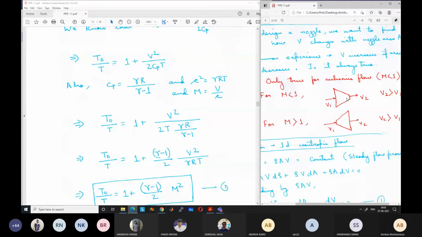So what is H plus V square by 2? It is equal to stagnation enthalpy H0, right? So H0 is constant. We have already established this in the previous class also. H0 is constant. What does it mean? Then what will be the variation in stagnation temperature if stagnation enthalpy is constant?